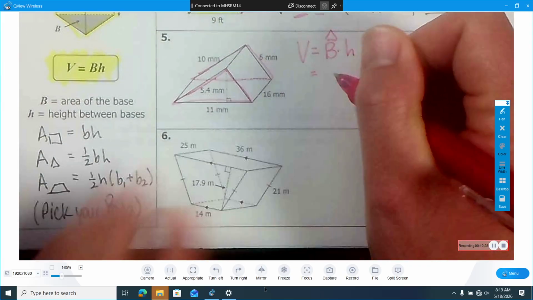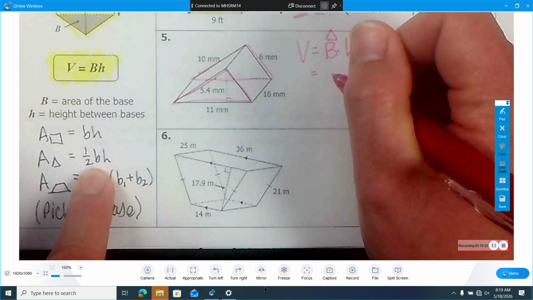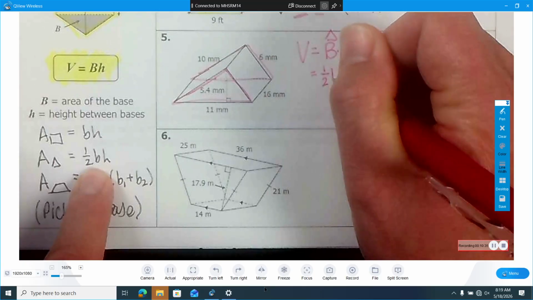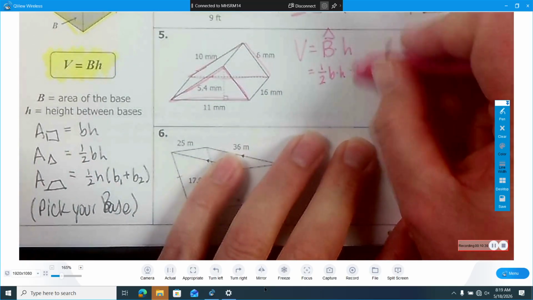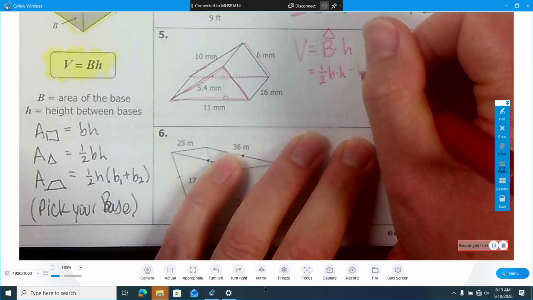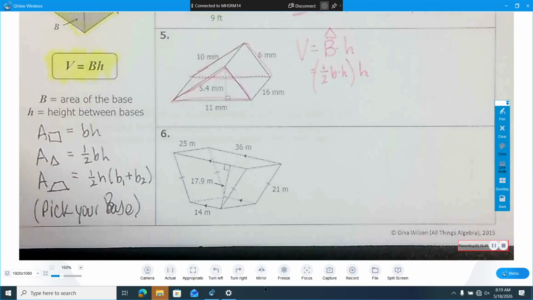So you could just insert your triangle formula. All right, once you figure out your base, just plug it in. 1/2 base times height. You just don't want to confuse yourself because there's a lot of B's and a lot of H's. So that is one way to think about it, that you know that it's a triangle. Okay.